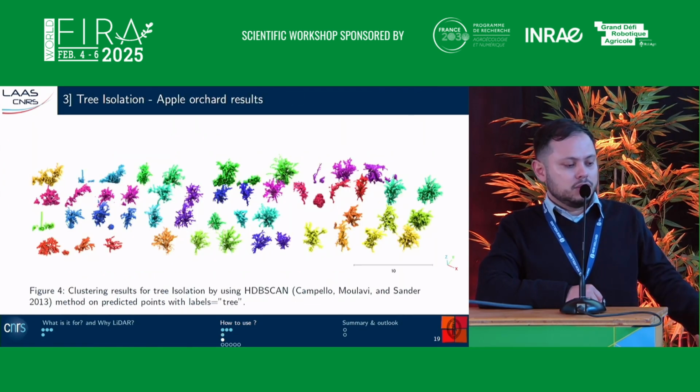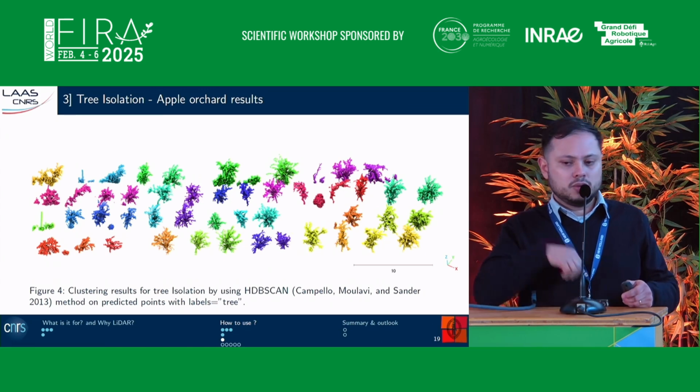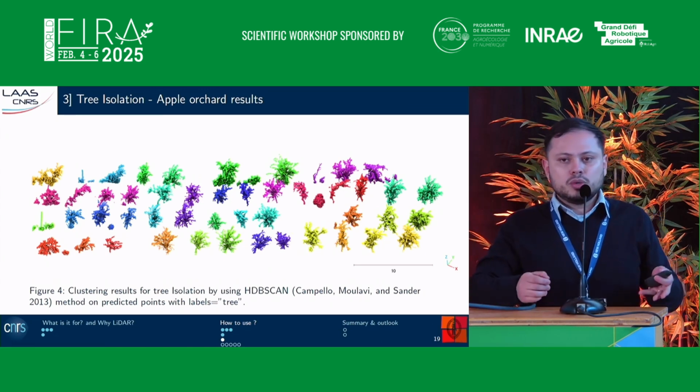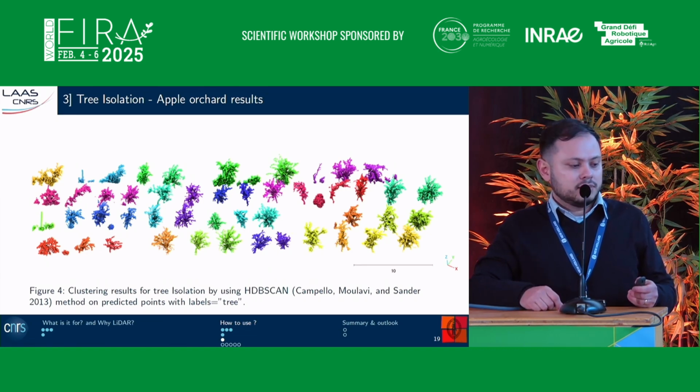So then we split our trees and isolate them, the individualization, so it's possible to analyze our trees one by one. This is done by using a very simple algorithm, which is DBSCAN. And we split our trees.